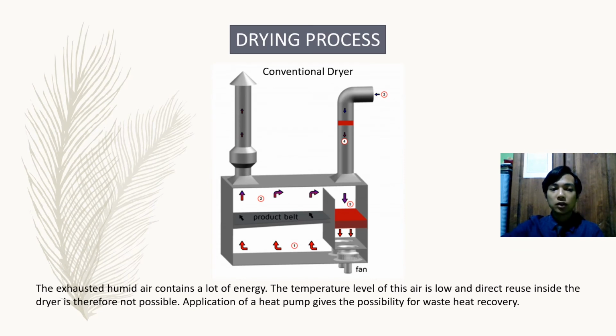Okay, this is a conventional dryer without an evaporator and condenser. The exhausted humid air contains a lot of energy. The temperature level of this air is low, and direct reuse inside the dryer is therefore not possible. Application of a heat pump gives the possibility for waste heat recovery. With a heat pump, the extracted heat from the exhaust air is upgraded to a higher temperature level and reused to heat the dryer.